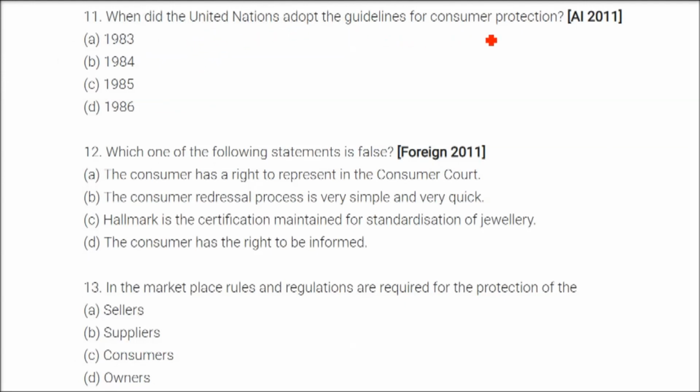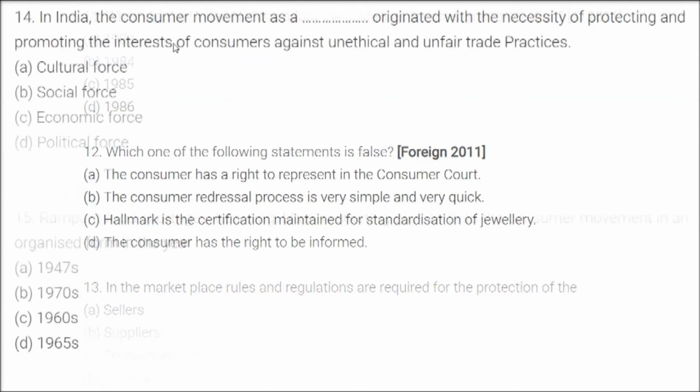When did the United Nations adopt the guidelines for consumer protection? This happened in 1985. Which one of the following statements is false? B. The consumer redressal process is very simple and very quick. It is false. It's not so easy, it's cumbersome. In the marketplace, rules and regulations are required for the protection of us consumers. So 13 is C.